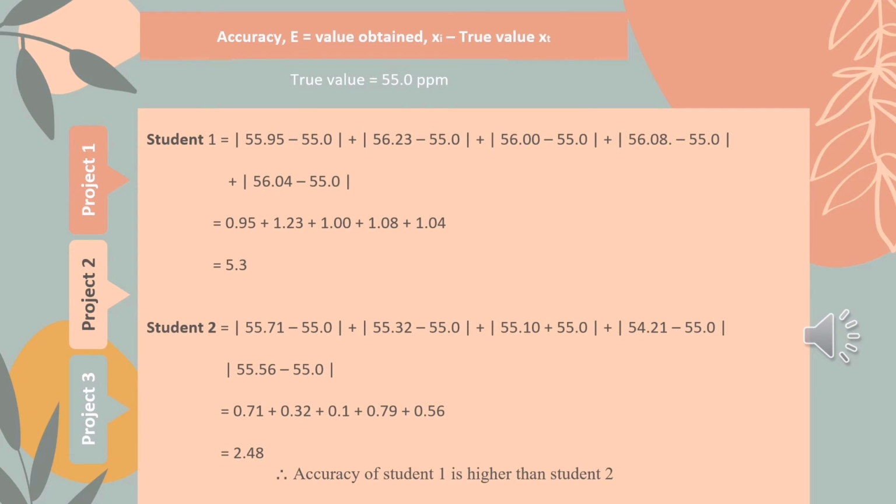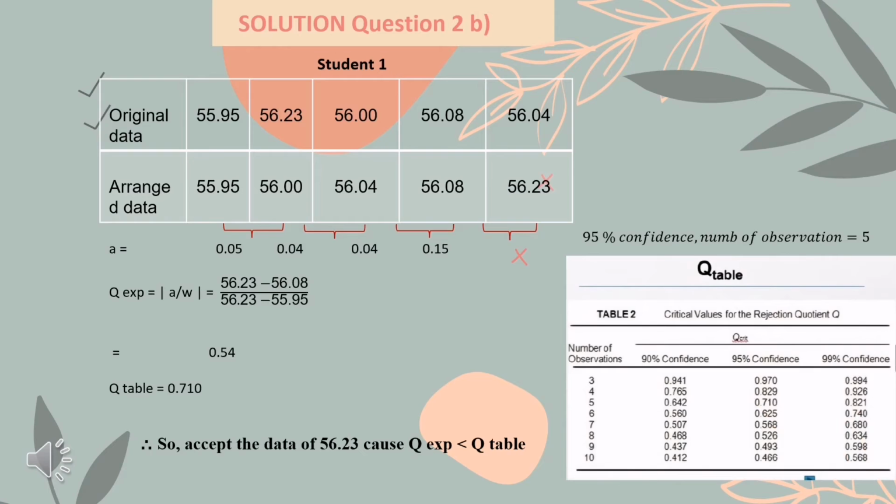Okay, so let's move on to the accuracy. To find accuracy, you have to use the formula value obtained minus true value. The accuracy for student 1 is 5.3, while for student 2 it is 2.48. So, accuracy of student 1 is higher than student 2.